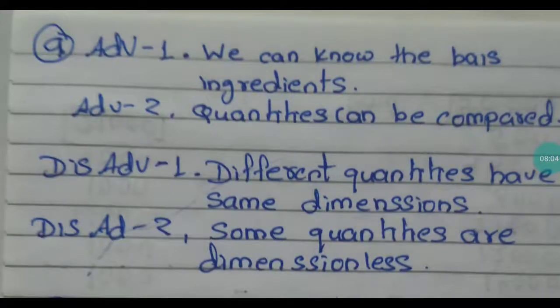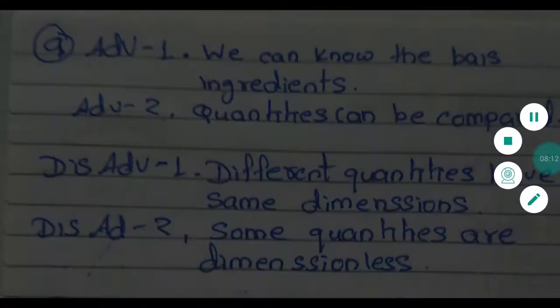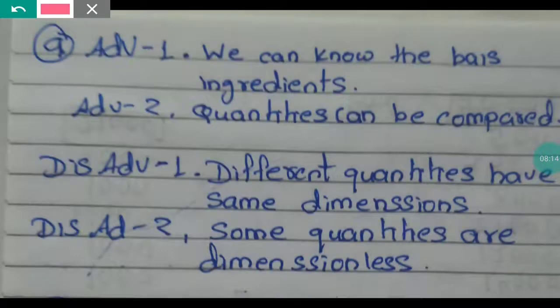Now coming to question number 9, advantages of dimensional analysis. We can know the basic ingredients of any physical quantity. Then, second advantage, we can compare the quantities.